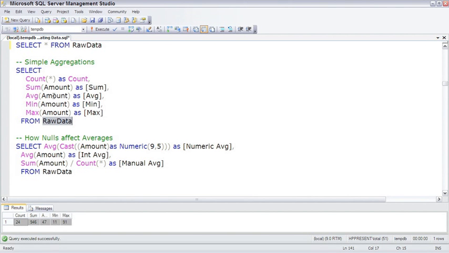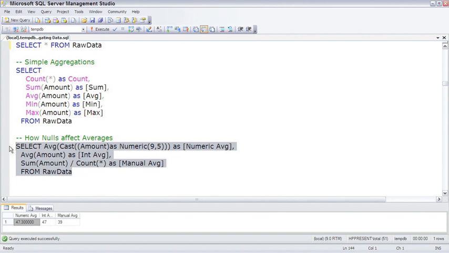So when we're averaging, the amount is an integer and there are a few nulls in the table. If we cast that amount as a numeric prior to averaging it, it'll be able to average it as a numeric with 9 characters total, 5 to the left of the decimal place. So the first column, average, will give us more precision than the second column, which has to stay as an integer. And both of these averages will ignore nulls. The third column is going to sum the total amount and then look at the total number of rows to calculate a manual average. So this column will include nulls in the count.